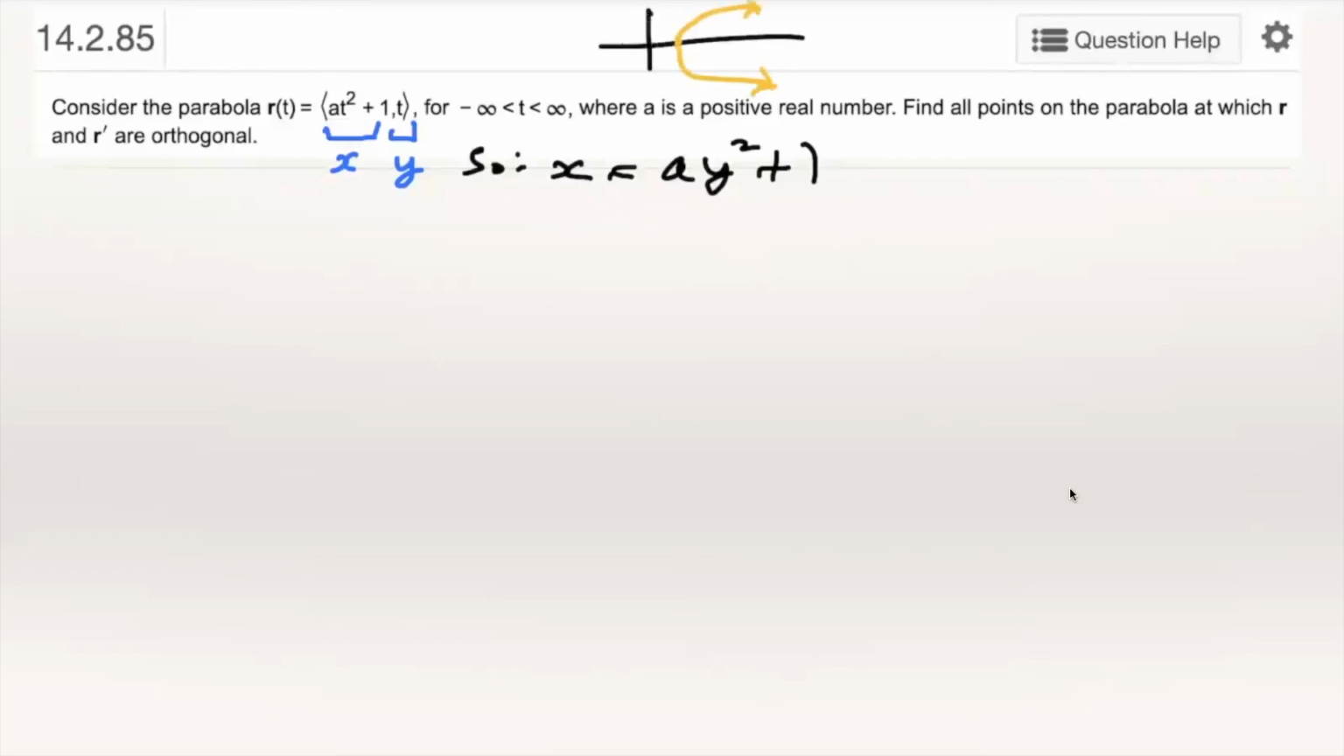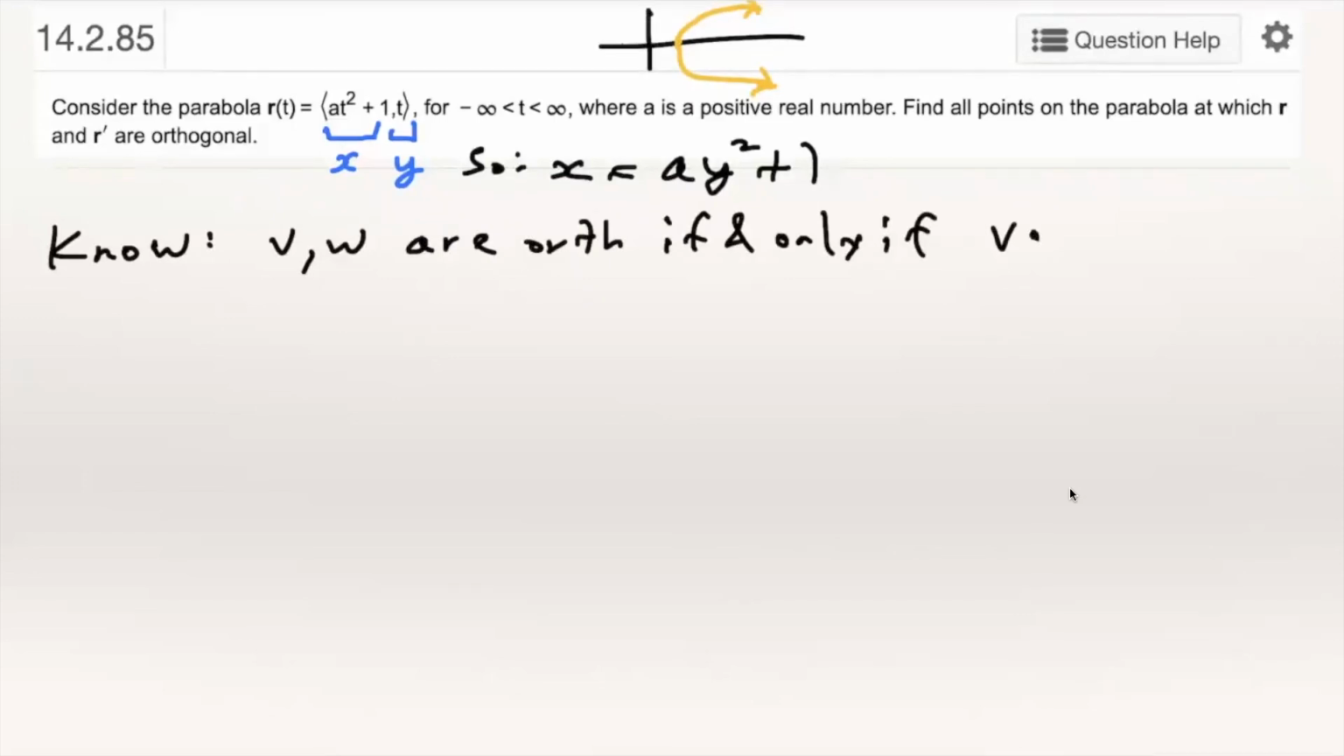Okay, now we want to find all points where r and r prime are orthogonal. We know in general that vectors v and w are orthogonal if and only if v dot w is 0. So this problem means that we want to find where r dot r prime is 0.